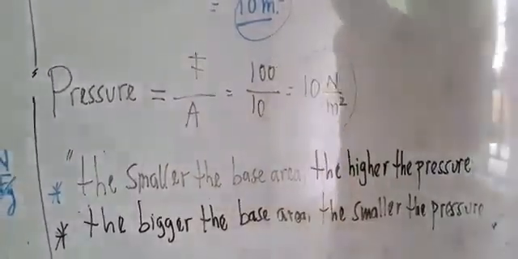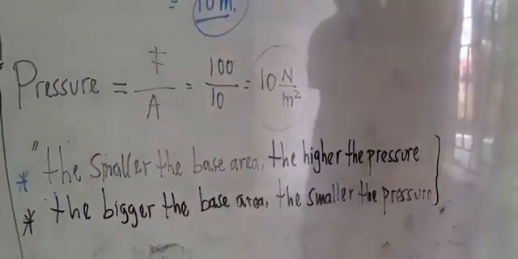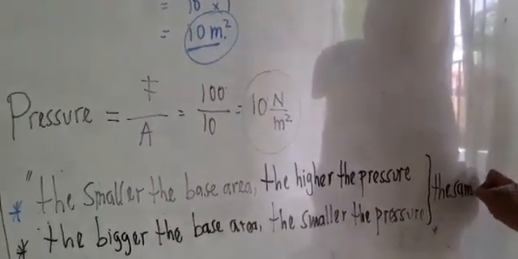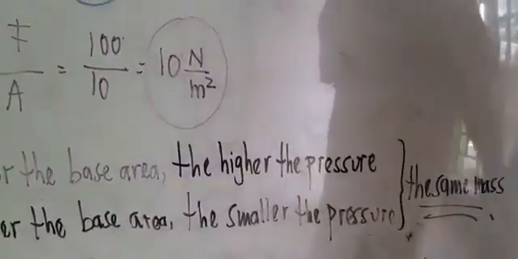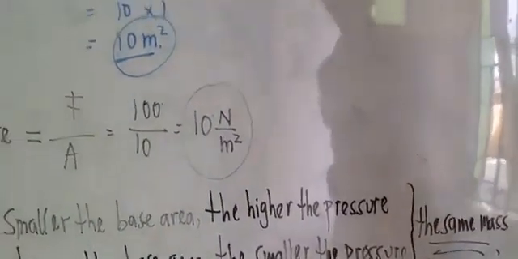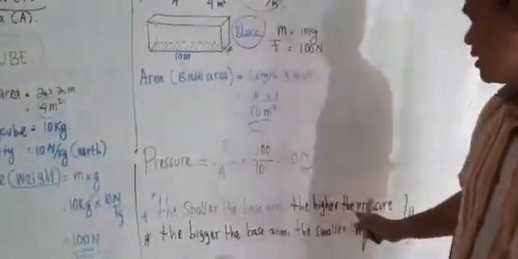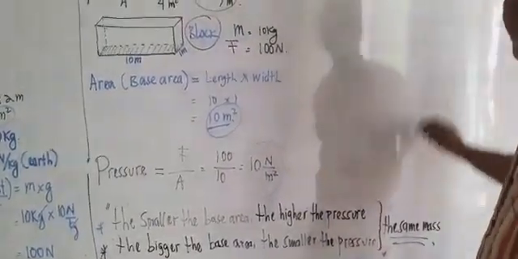These two conclusions hold only on the condition of the same mass. It has to be the same mass to get this conclusion. The smaller the base area, the higher the pressure, and the bigger the base area, the smaller the pressure.